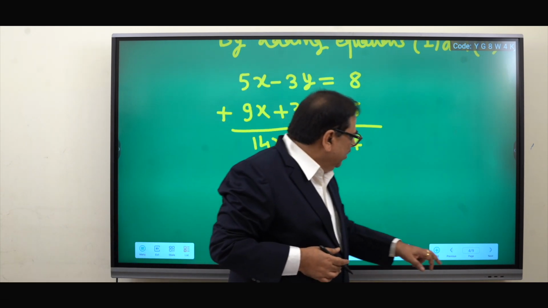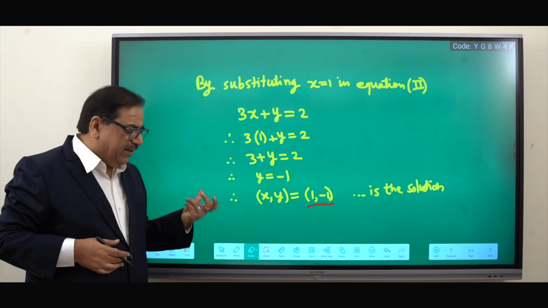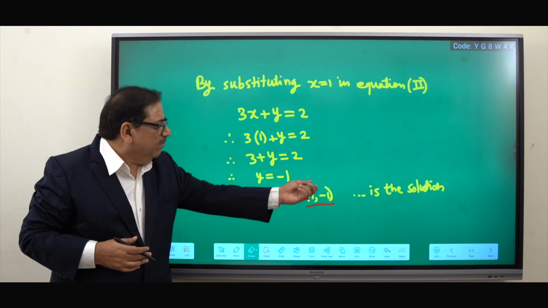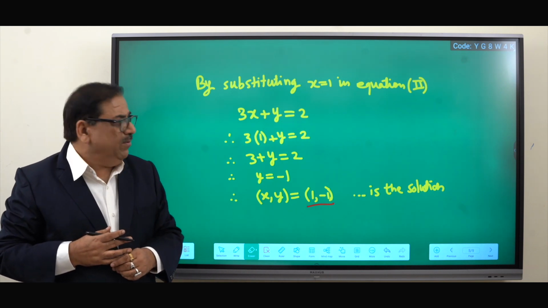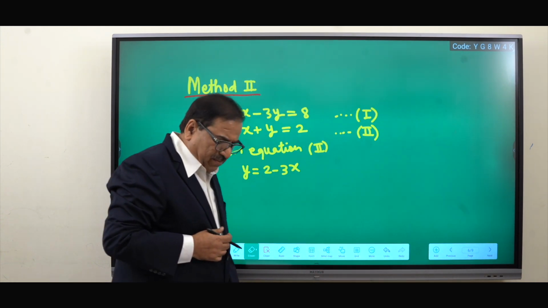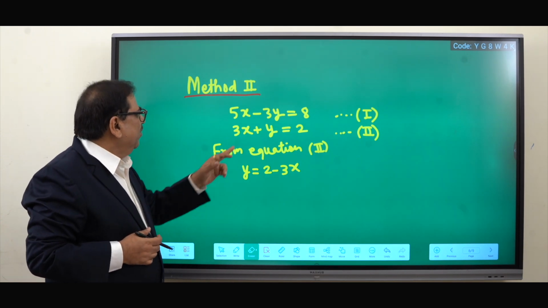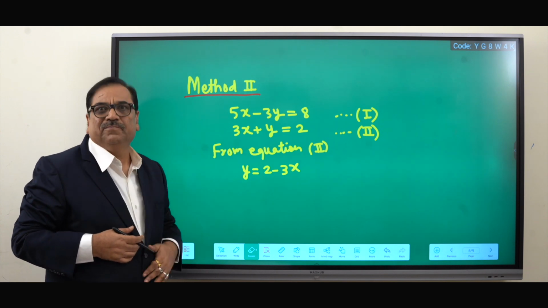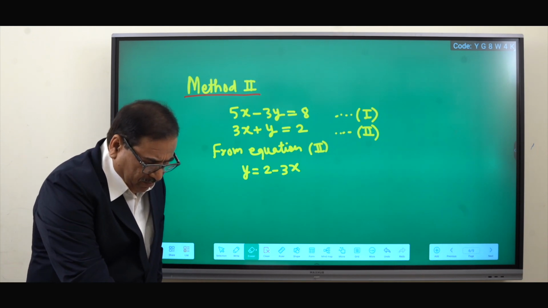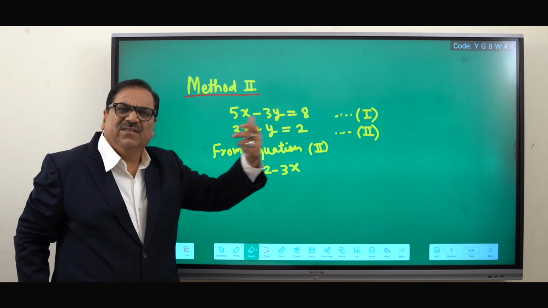And when we substitute the value of x in equation 2, we get the value of y, and that is minus 1. Therefore the values of x and y are respectively 1 and minus 1, and this is the solution of our problem. The same problem can be solved by the second method. The second method is again the same. First equation, second equation. From equation 2, y is equal to 2 minus 3x, because we are subtracting 3x from both the sides. So 3x cancels, and y will become 2 minus 3x.